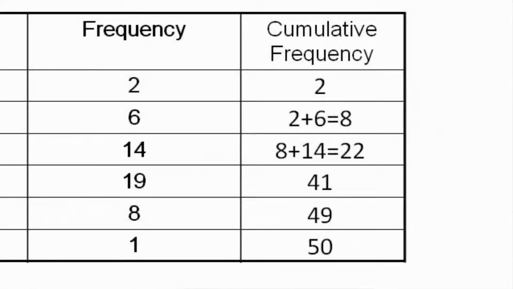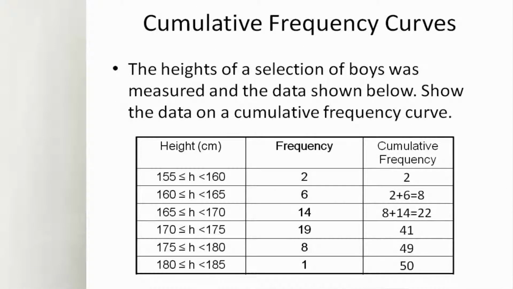In order to calculate the next one, it'll be 2 plus 6, which gives you 8. And the next one will then be 8 plus 14, which gives you 22, and so on until you get to the end. If you add up the total frequency, that should give you 50. The total frequency should equal the last digit in your cumulative frequency column.